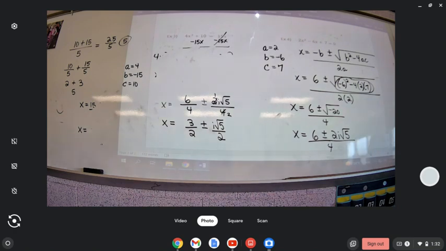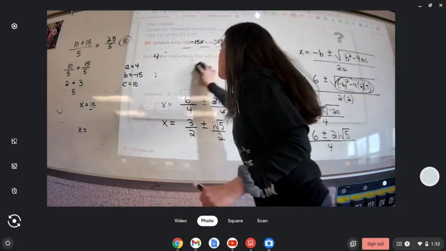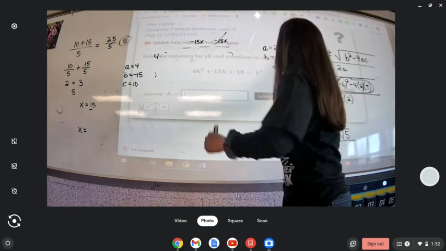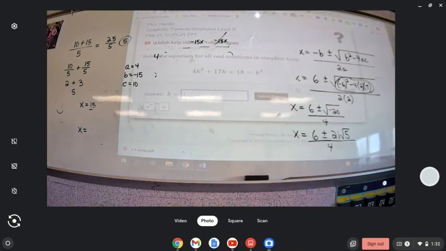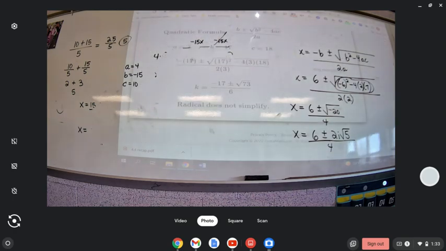Now, let me just show you this, because last year students came in yelling at me that they did not know how to type their answer into Delta Math, that Delta Math was a huge problem. So, look at this one. I'm not going to make us do it. Let me just get the answer from Delta Math so we can type it in.